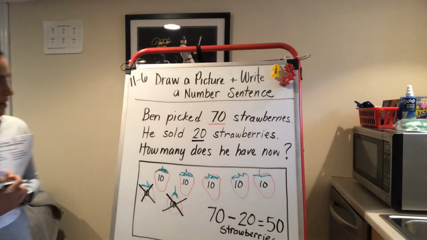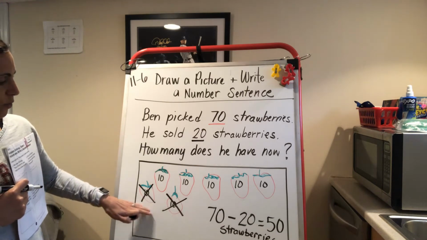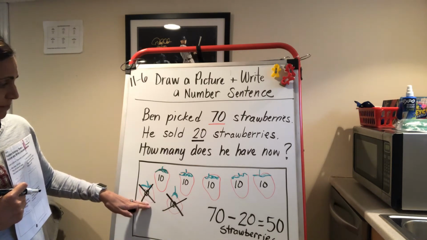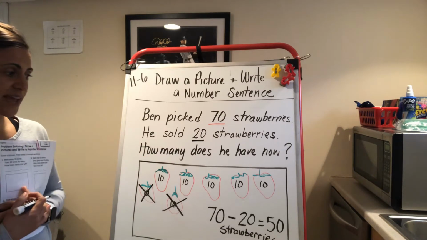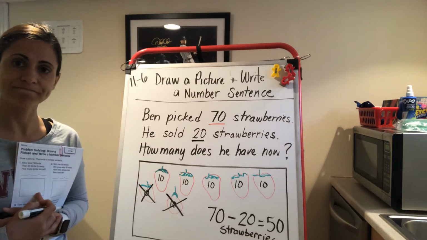Okay, so Ben picked 70 strawberries. He sold 20, took away 2 groups of 10. How many does he have now? He has 50 strawberries left.